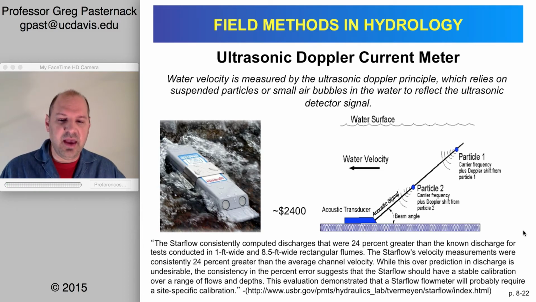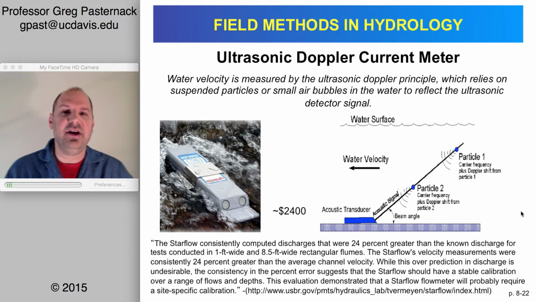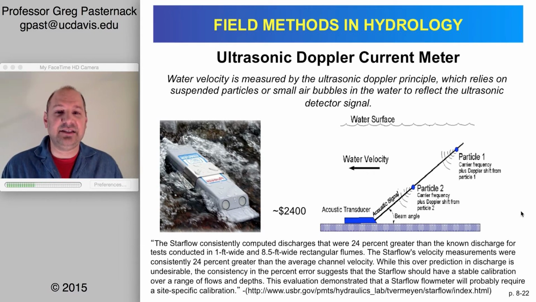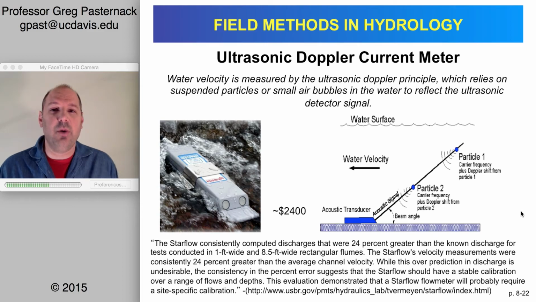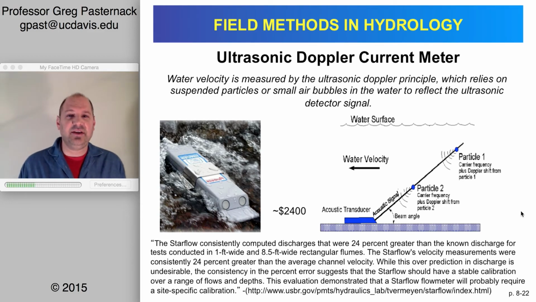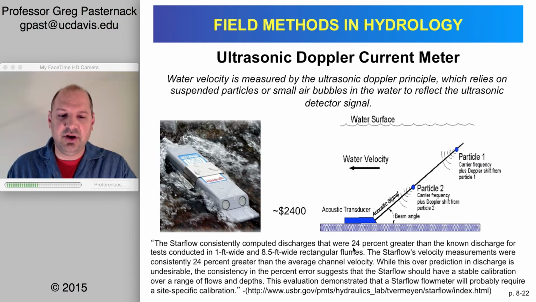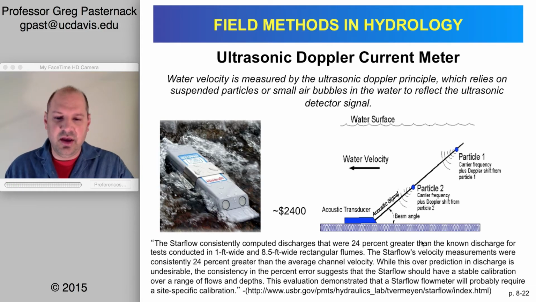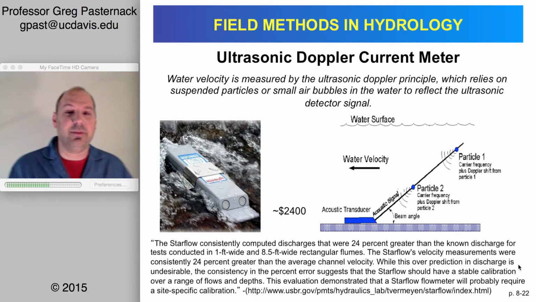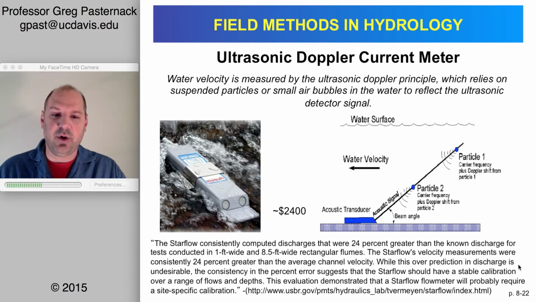Or if the water is just so clear that there are no particles or bubbles, then it may not work very well. And there was a study done by the U.S. Bureau of Reclamation that compares a lot of different velocity sensors. It's very handy if you want to learn more about the pros and cons of these different methods to go take a look at what they've done. And what they wrote is that the StarFlow consistently computed discharges that were higher. However, because it was consistently higher, that means you could just do a calibration for how that would work.